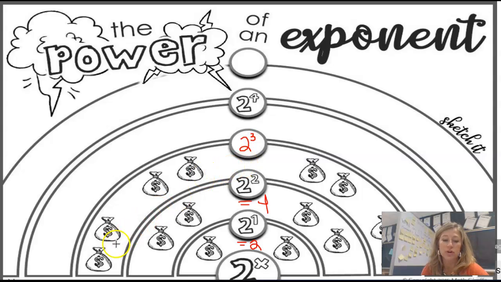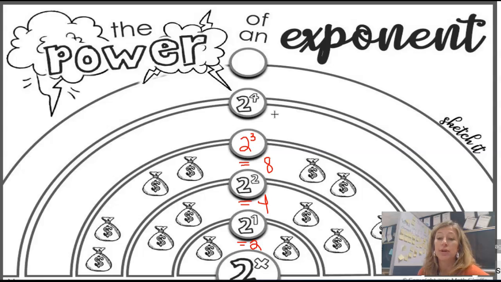And if you count, there are 1, 2, 3, 4, 5, 6, 7, 8. There are 8 bags. So 2 to the third power is 8, or 2 times 2 times 2, 3 times. Sorry. The next one, 2 to the fourth.